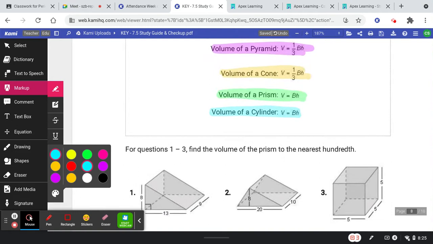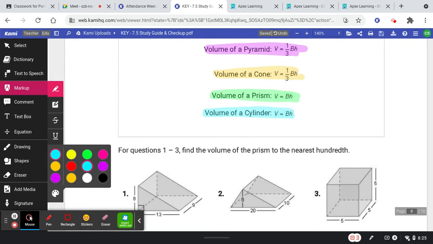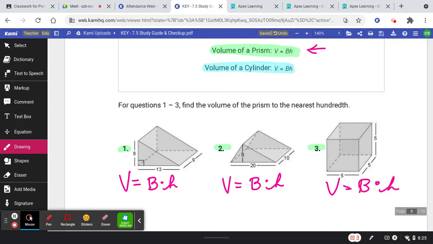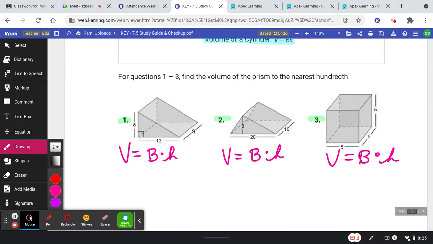So starting with the first one, notice that these have 2 bases, so it's not a pyramid or a cone. And then I'm just looking to see if the base is a polygon, triangle, rectangle, or is the base a circle. So these ones all happen to be prisms. So please highlight number 1, 2, and 3 as the green formula, volume of a prism. And then we're going to write it out to get it ready. We have it right up here. The volume is equal to the area of the base, that's what that big B stands for, times the height. So get that big volume formula ready. Those are all 3 prisms.